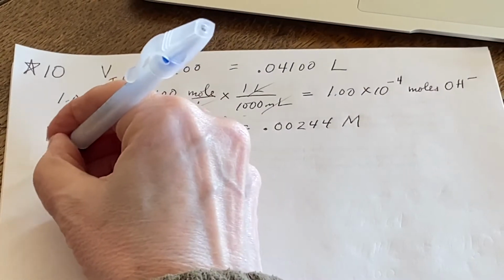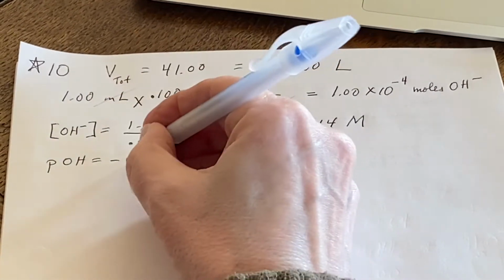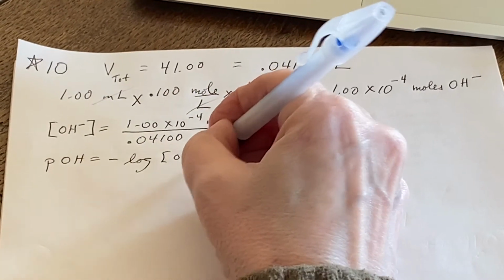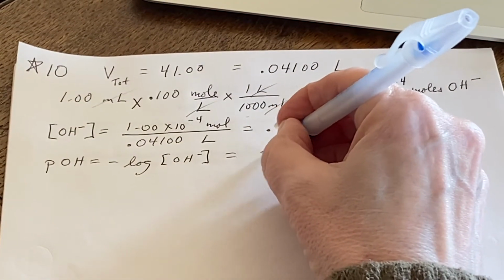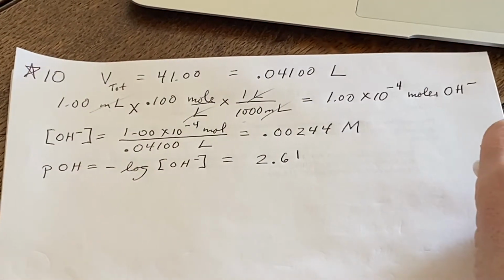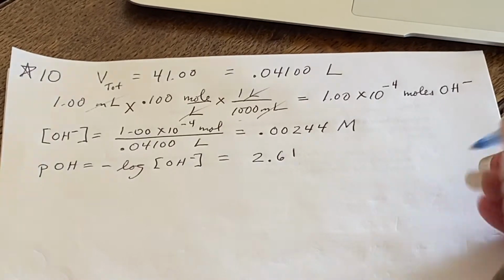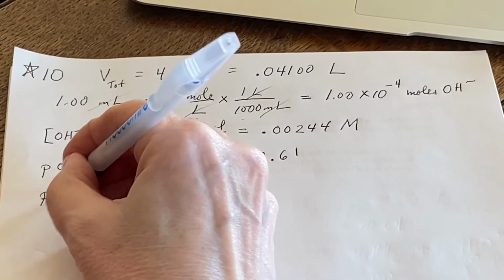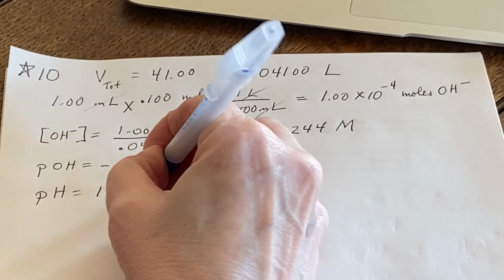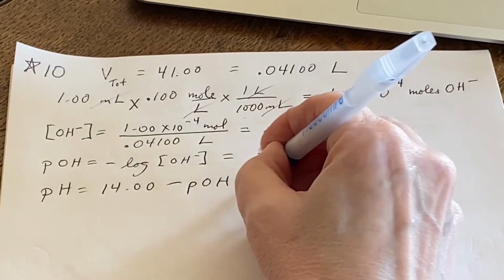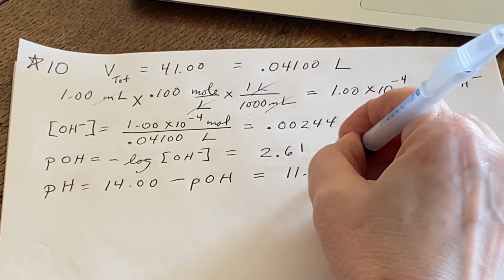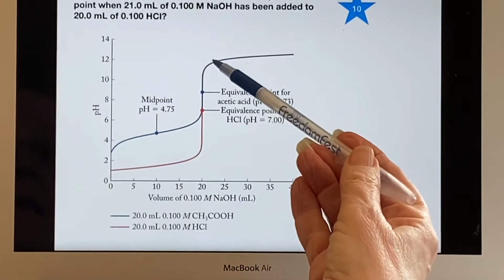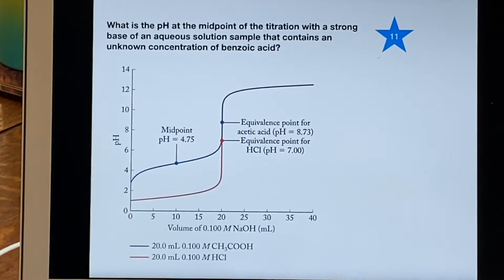From that, I can get the pOH because that's going to be minus the logarithm of this molarity, right? Run that through the calculator and I get a pOH of 2.61. Did they ask for pOH? No, they asked for pH. So pH is 14.00 minus the pOH, and I'm going to end up with 11.39 as the answer to this question, and that falls right in there, star 11.